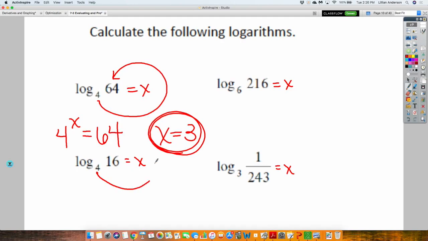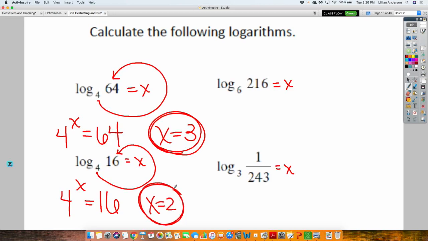Same thing. Let's loop around again. This is going to be 4 to the x power equals 16. 4 to what power gives you 16? 2. You guys are evaluating logarithms right now. Good job. Loop around again.